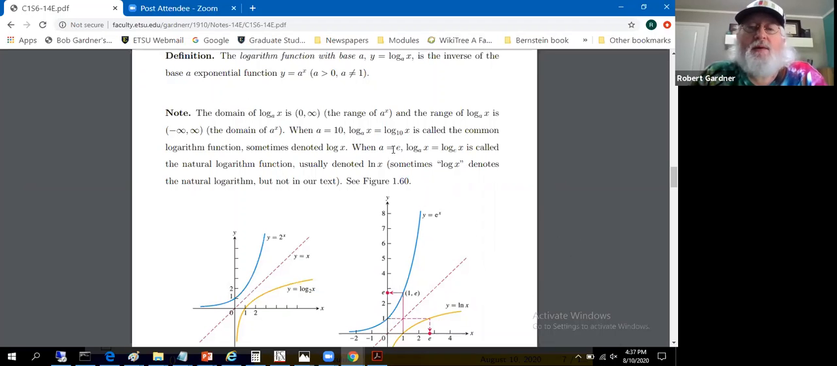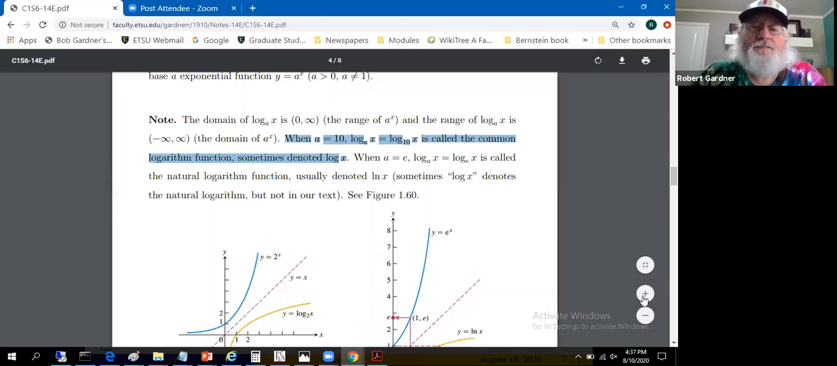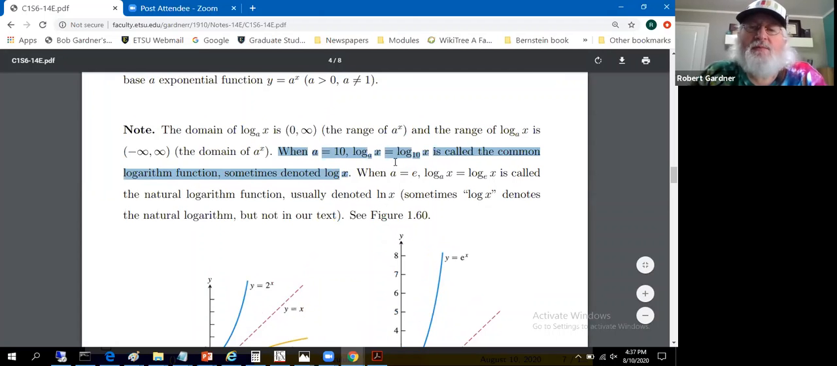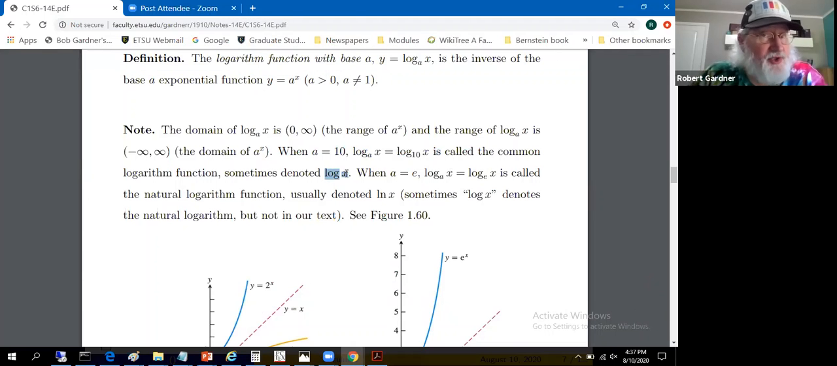It's natural for us to consider logs base e. I guess I should back up. The book does mention common logs, logs base 10. When a equals 10, log base 10 of x is called a common log function. Sometimes that's denoted log of x. Sometimes log of x means something else. So be careful on the context of the book you're using.